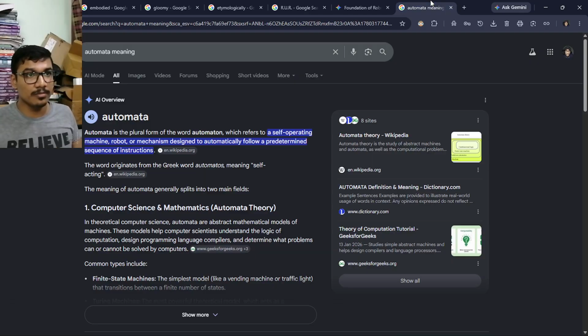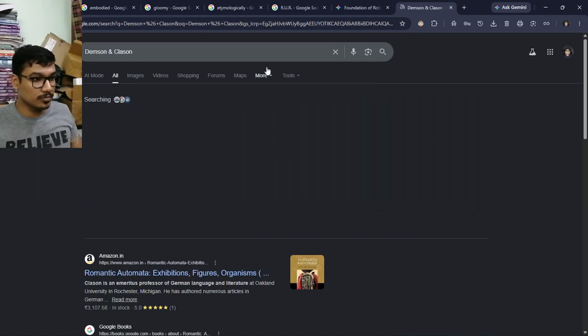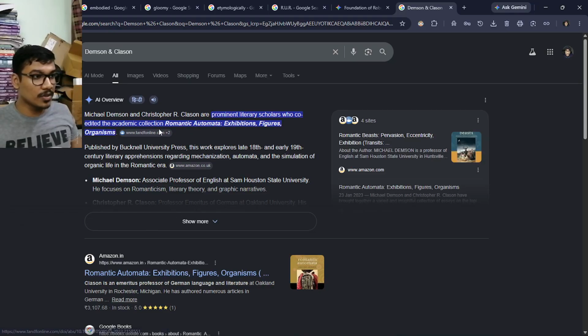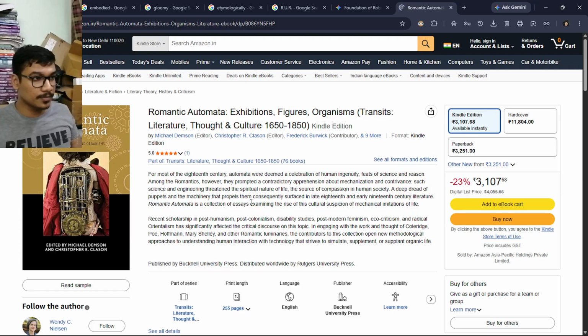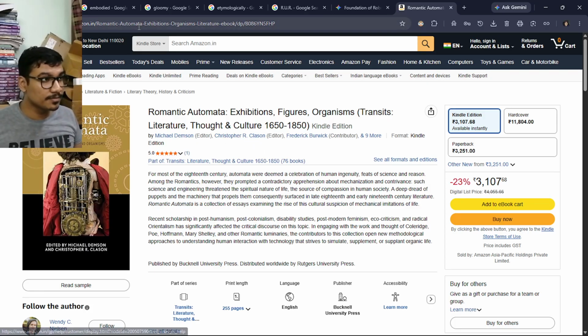Let me just search for them. Okay, so it's actually a book. Romantic Automata, Exhibition Figures. Okay, I don't know what that is.